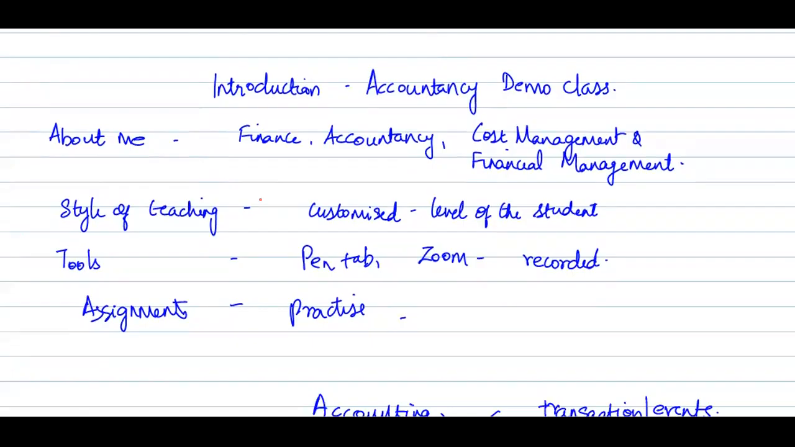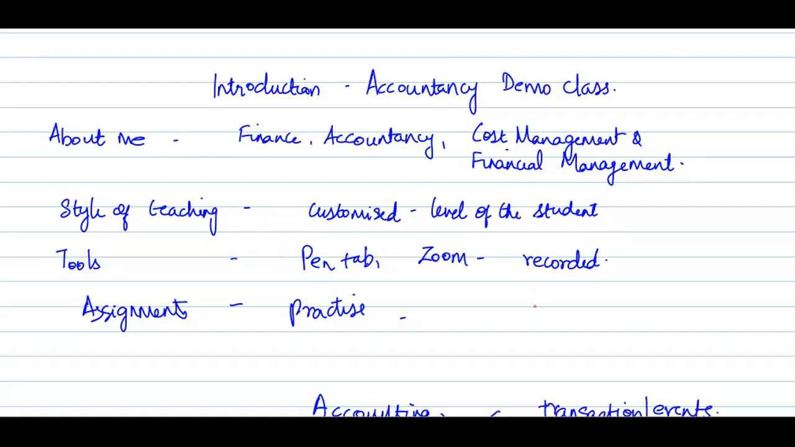Earlier I handled both commerce students as well as students from a non-commerce background who are eager to learn finance, or who have finance as part of their MBA curriculum. So I address the level at which the student is and what the student has already understood about finance. The tools I would be using are a pen tab and a whiteboard, and I'll be explaining.